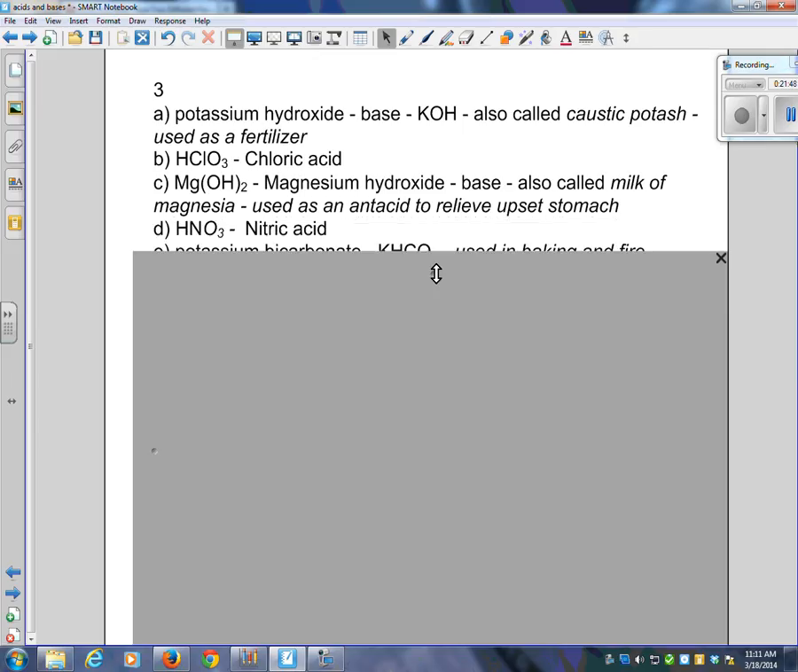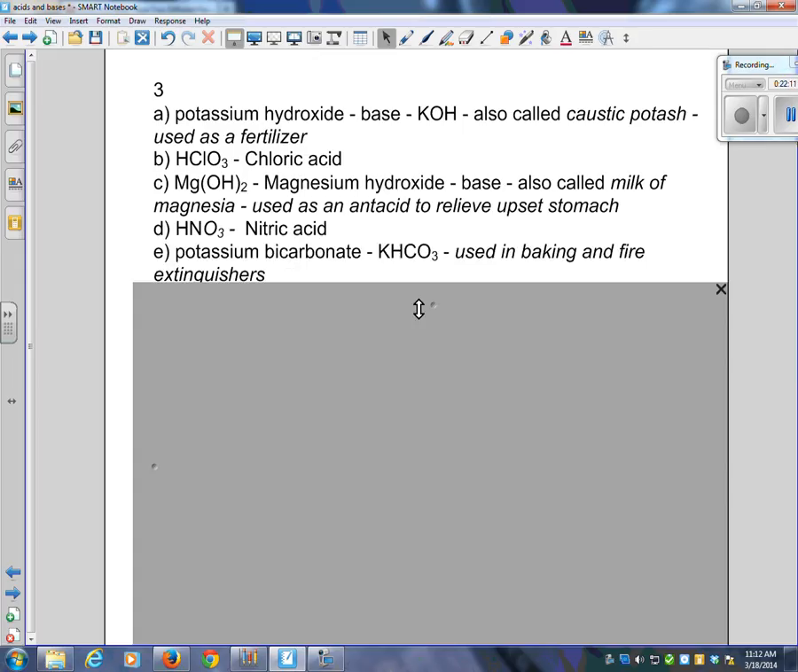HNO3 is referred to as nitric acid. How can you tell it's an acid, Mike? Starts with an H. No guessing required. Nitric acid. I thought H was for a base. Well, good thing we're checking. You need to be able to do this.